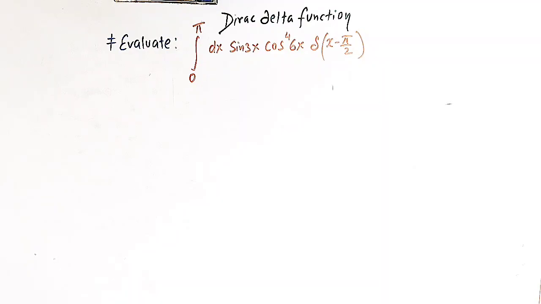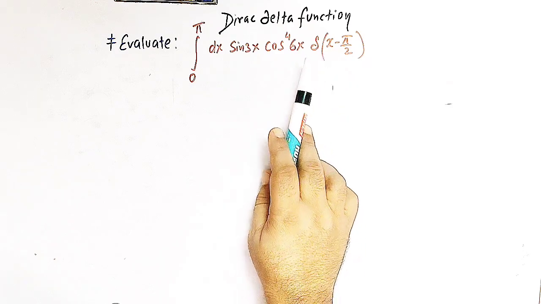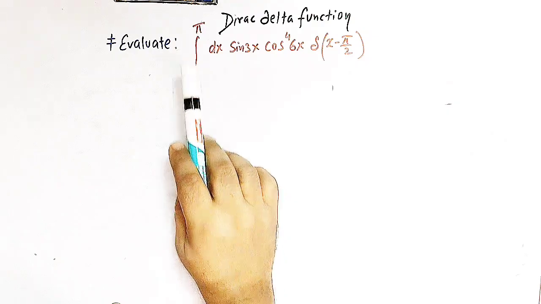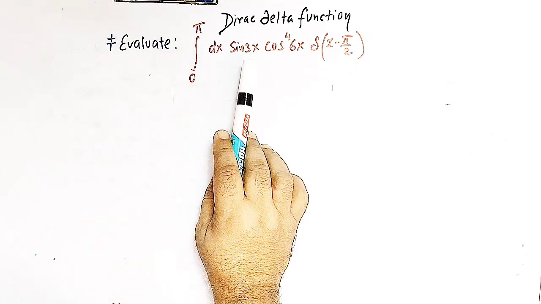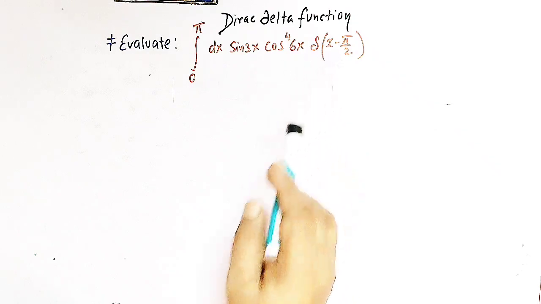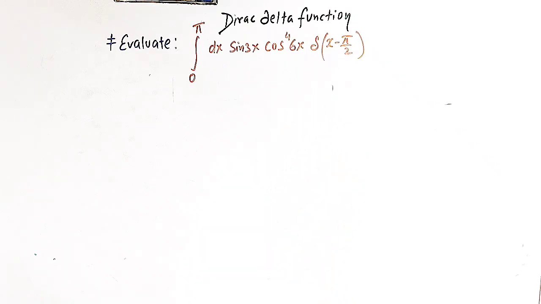Hello viewers, in today's session we are going to discuss another important problem from Dirac delta function, and here we are going to evaluate this integral involving the famous Dirac delta function. So here we have the integral from 0 to pi of dx, sine 3x, cos raised to 4 of 6x, and delta of x minus pi by 2, right? So we'll see how we can solve this integral by using the definition and property of Dirac delta function.